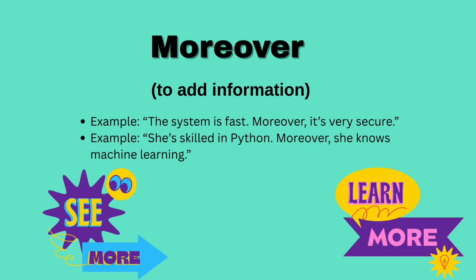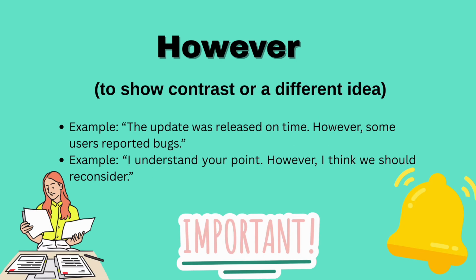For example, she is skilled in Python. Moreover, she knows machine learning. She knows machine learning is extra information here. Next, however, it shows the contrast or a different idea. For example, the update was released on time. However, some users reported bugs.